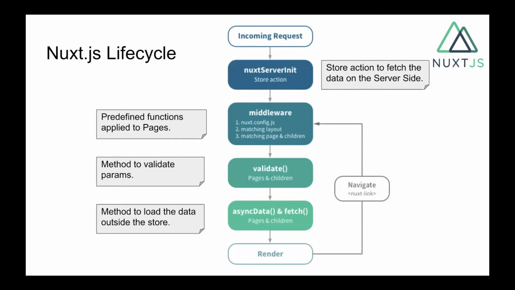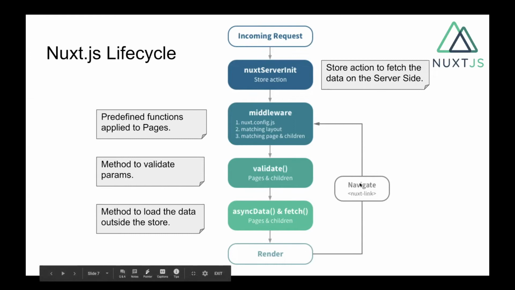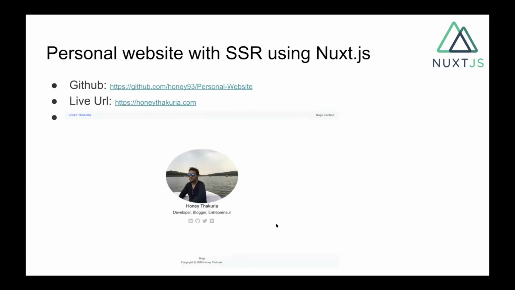As soon as the incoming request comes, it goes to the nuxtServerInit function, and nuxtServerInit is a store action to fetch the data on the server side. Then the request passes through middleware. Middleware are predefined functions applied to pages, and then we go to validate, a method to validate the params. I will be showing all these methods in the demo, so rest assured, you will get more clarity at that point of time. And then asyncData and fetch, these are optional, but they load the data outside the store. And then the page gets rendered. Now if we go to another page on the client side, then we directly go via middleware, and then the page gets rendered. So let's switch to the demo now.